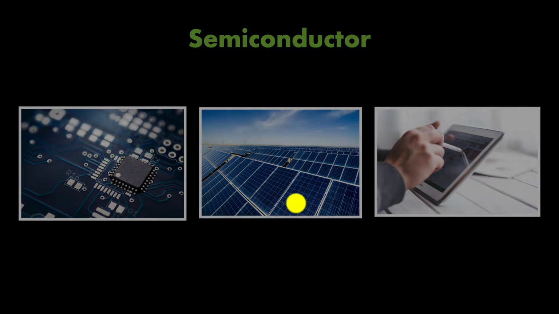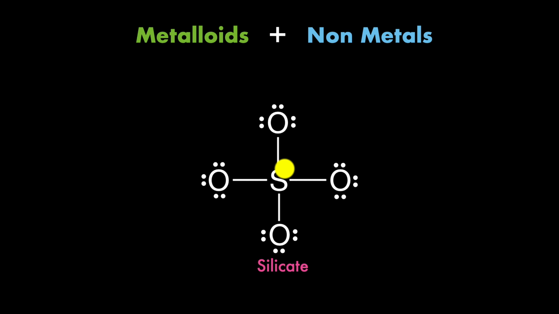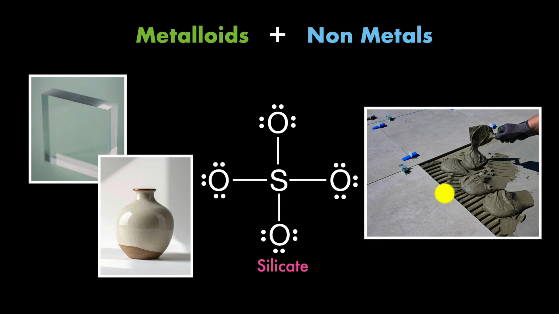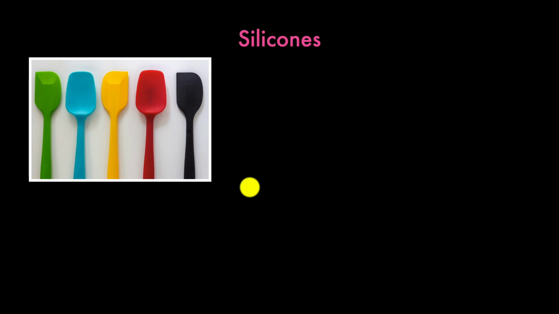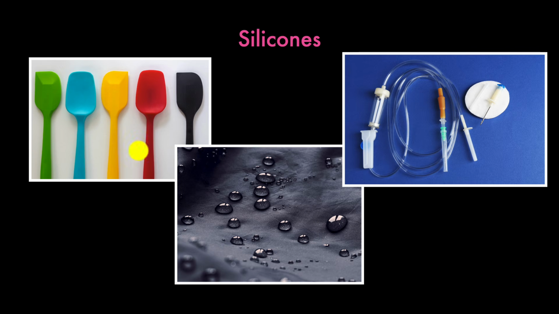And there's more. Metalloids often tend to form covalent bonds with nonmetals, especially in large network structures. So think about silicon and oxygen in silicates. That kind of bonding is behind materials like glass or ceramics and even cement. And silicon can also form long, flexible covalent structures called silicones. They are useful when you want something heat resistant or water repellent and stable, like medical tubing. These would be useful in cookware components or waterproof coating.